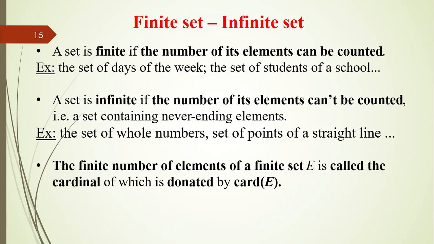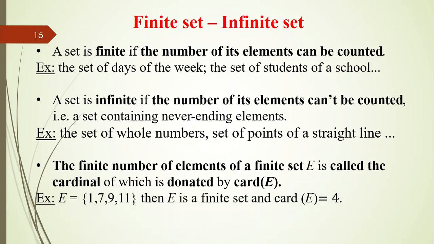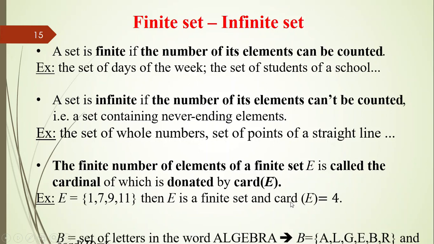The number of elements of a finite set E is called the cardinal, which is denoted by card E. So the number of elements, okay, is called the cardinal of this set. For example, if we have a set E equals 1, 7, 9, 11, then E is a finite set. Why is it finite? Since we can count its elements. Here the elements 1, 2, 3, 4. So the cardinal of E equals 4.